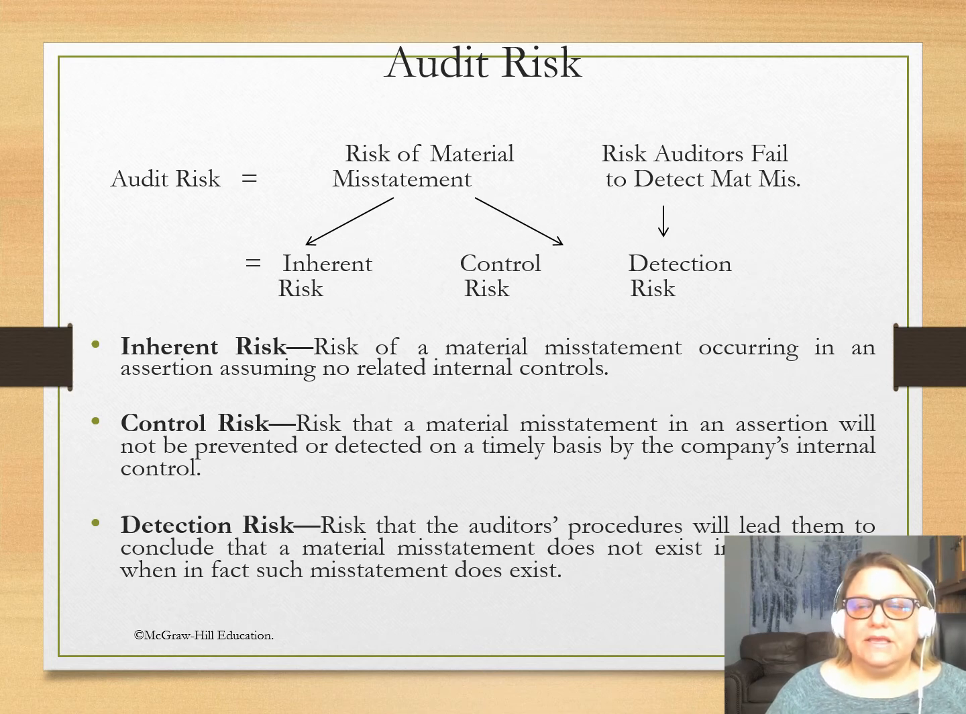Detection risk is the risk that the procedures... So this is the one risk that the auditors can control. They can't control inherent risk. They can't control the company's control risk other than saying, oh, you don't have any. But detection risk is something that the auditors are responsible for. So they're very concerned about that.